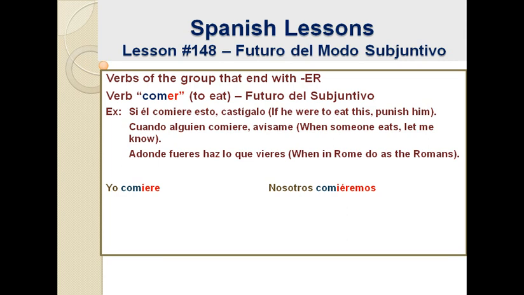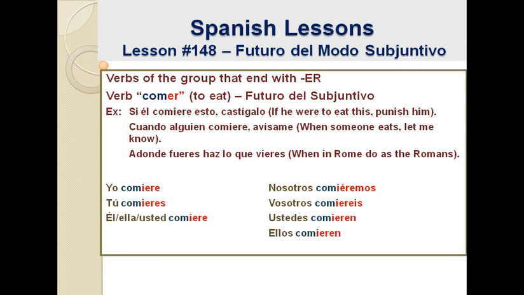So let's conjugate the verb comer, to eat. Yo comiere. Tú comieres. Él or ella or usted comiere. Nosotros comiéremos. Vosotros comiereis. Ustedes comieren. Ellos comieren.